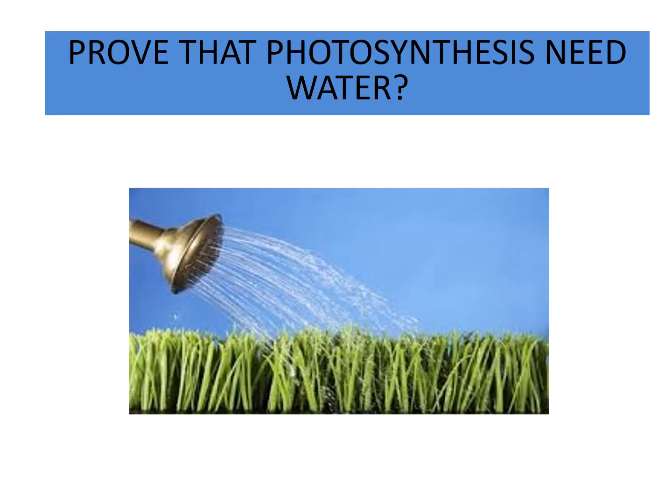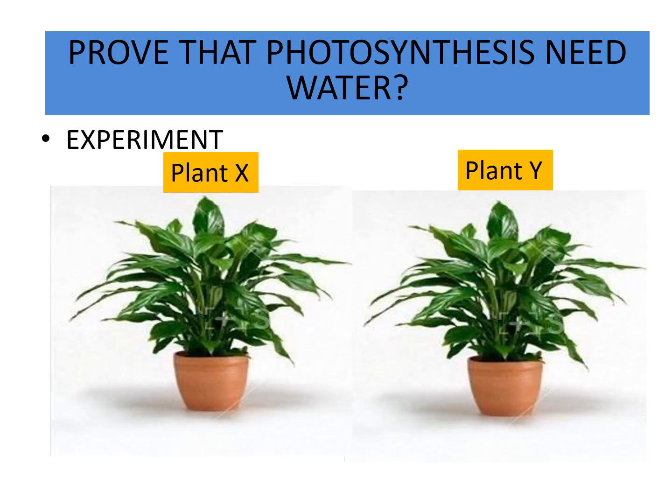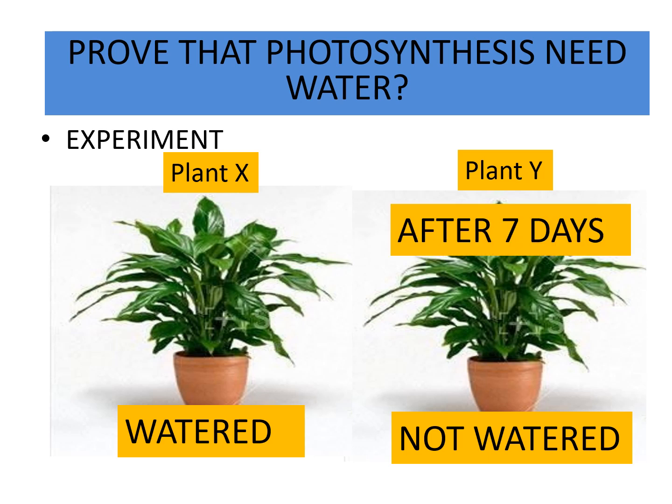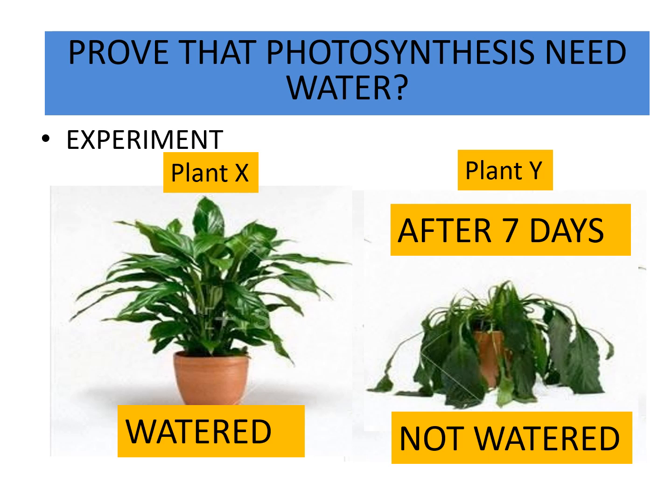Do plants really need water to do the process of photosynthesis? How can we prove it? Yes, we can do an experiment to prove that plants need water to do photosynthesis. We take two plants of the same type, plant X and plant Y. Plant X, we water it every day for 7 days, while plant Y, we did not water it for 7 days. Let's see what happens. Yes, after 7 days, plant Y has wilt, but plant X is still fresh.